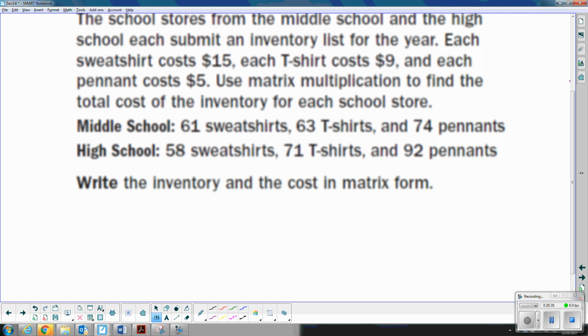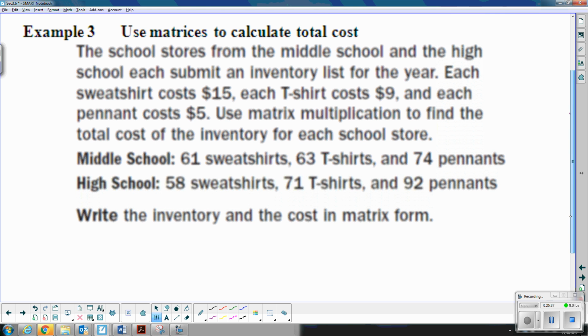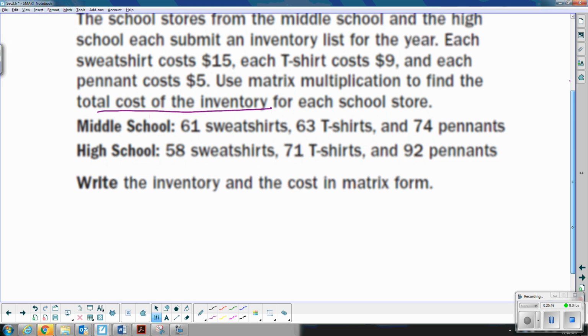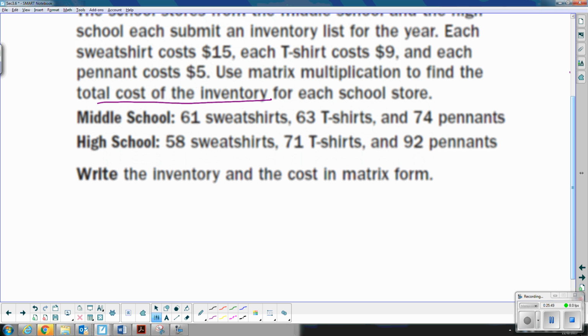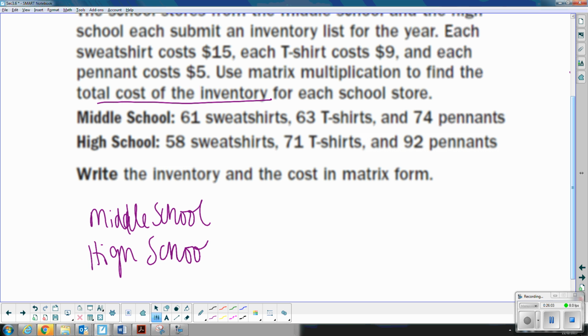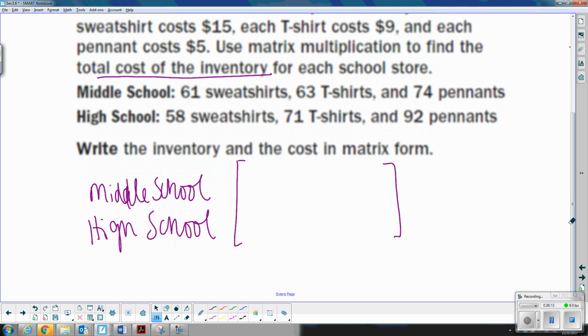So our first matrix is going to be inventory. We're looking for the total cost of the inventory, so let's first set up an inventory matrix. We've got a few pieces. We've got middle school inventory, and we've got high school inventory. And within both of them, we have a sweatshirt, a t-shirt, and a pennant.